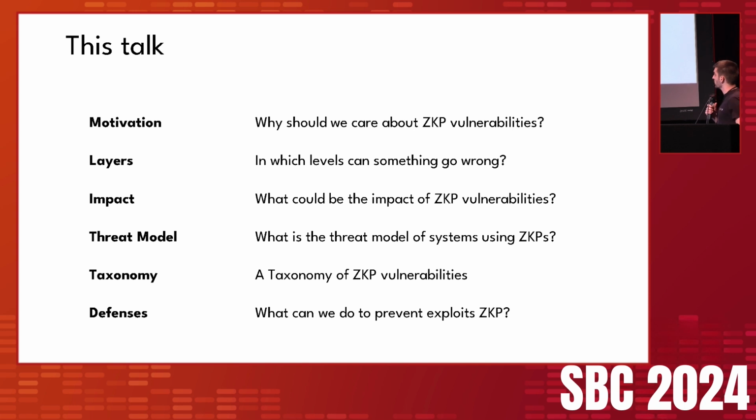So, I will start by discussing the current state of ZKPs in production and why we should care about ZKP vulnerabilities. Then I will briefly outline in which parts of the process, when using SNARKs, we can introduce bugs and what kind of bugs. And then I will briefly discuss the impact of ZKP vulnerabilities and the threat models. Finally, I will present a taxonomy of ZKP vulnerabilities we created, what defenses have already been implemented, and what we can do next.